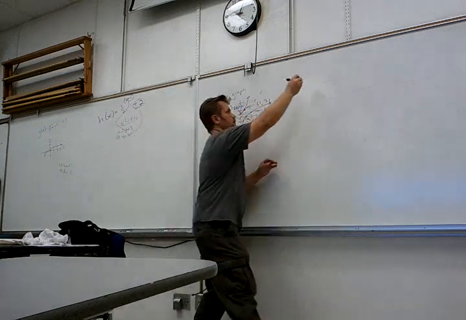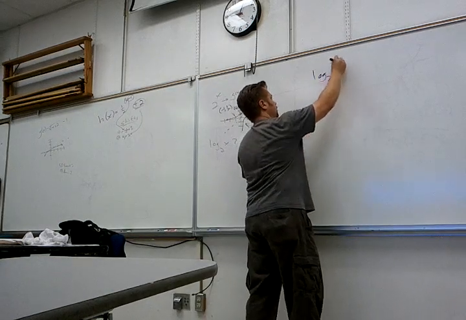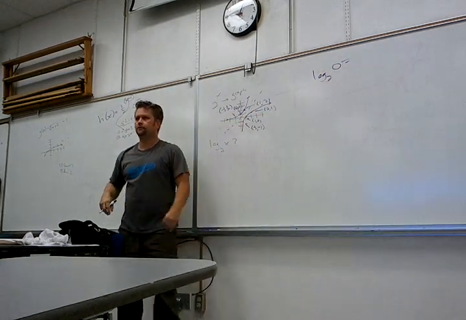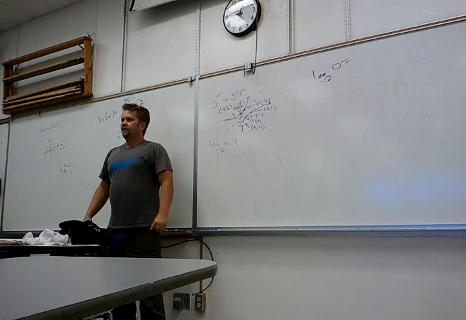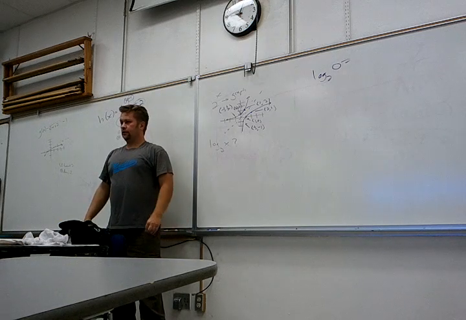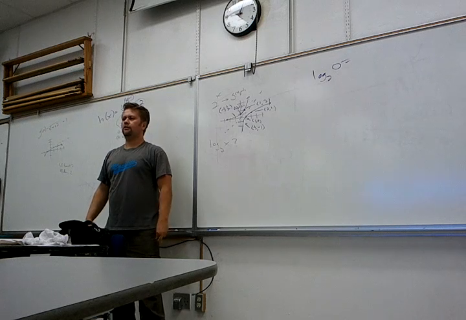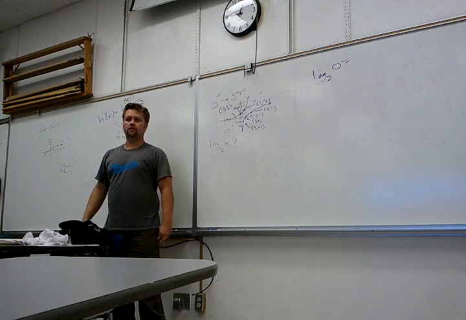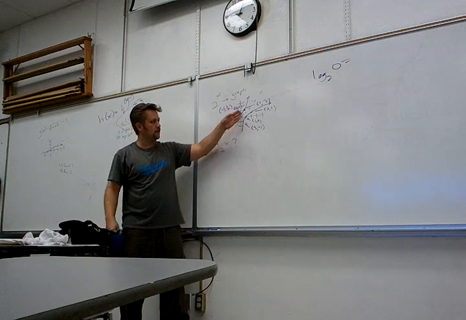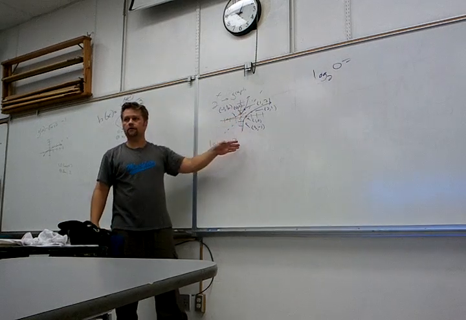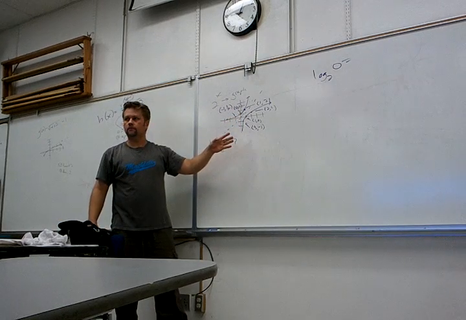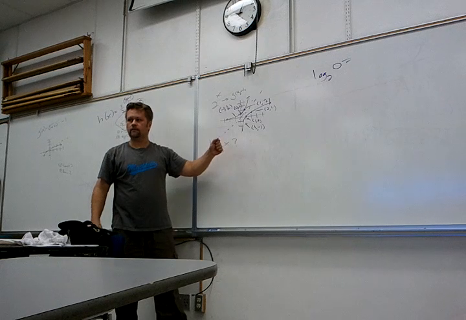Because remember, we did talk about this. What's log base 2 of 0? We did exactly that problem last time. What do I raise 2 to make it 0? 1? 2 to the first power is 2. No solution? Good. Undefined. Right? That's why there's an asymptote at 0. 0 doesn't work. It says it right here.